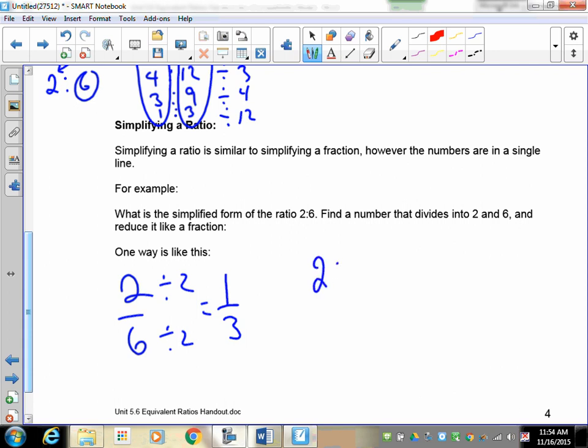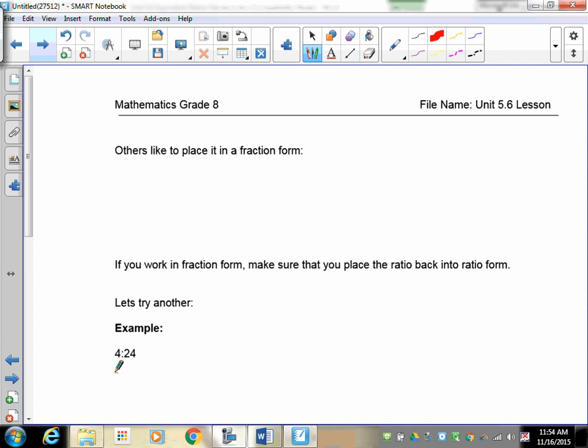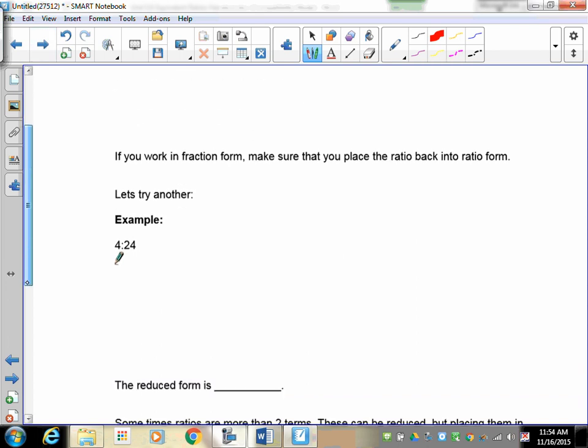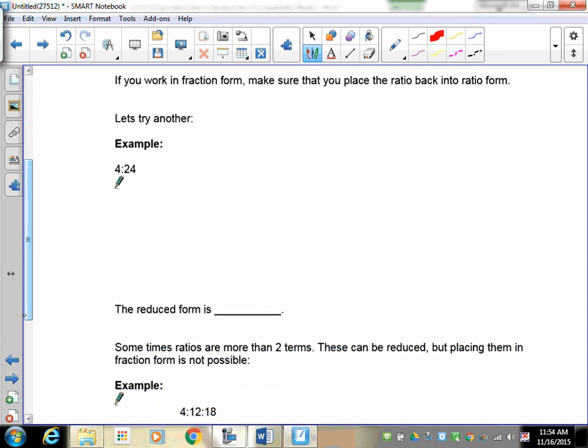Now the other way looks like this. That gives you 1 to 3. Both ways are acceptable. The other way I already did in the previous form. So if you work in fraction form, make sure you place the ratio back into its ratio form when you're done. So let's have you try this one here. Reduce 4 to 24, please.